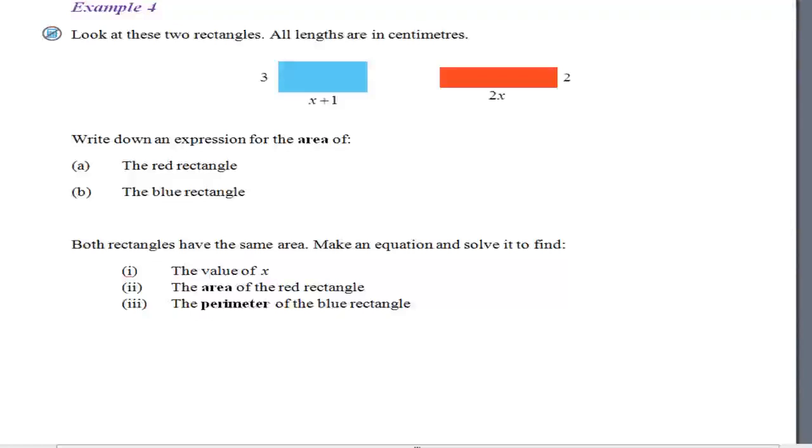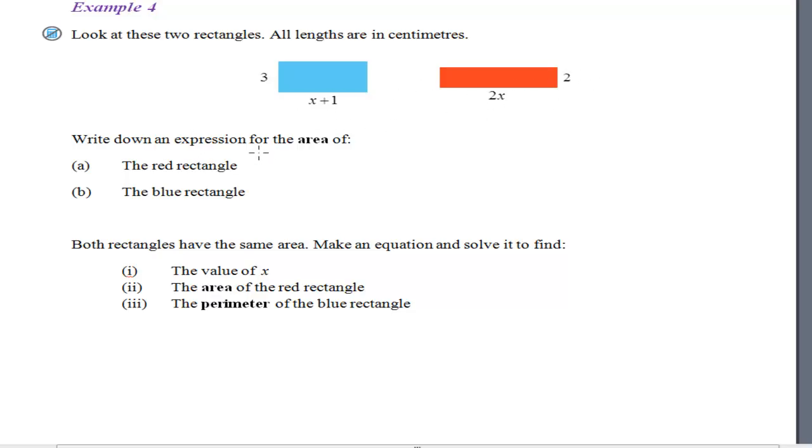Okay, so there's quite a lot going on in this example, and it's a good chance for us to see how equations can be formed and then solved to give some sort of meaningful result. And one of the harder parts of these questions is actually creating an equation. So we've got two rectangles, length in centimetres. We've been given some numerical lengths and also some expressions for lengths on each of these rectangles.